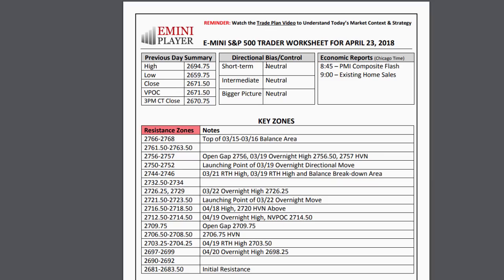So when you have alignment, that is going to be the environment where we're going to focus on taking trades in that direction. When you don't, that's where you're going to be open to longs and shorts. And when it's neutral, that's another time where you're going to be more open to longs and shorts. But the difference is that when it's neutral across the board, you still have to be open to the idea of a bias developing during the day, right?